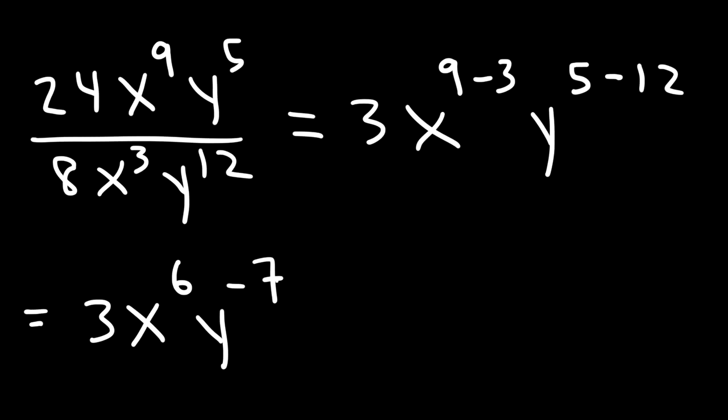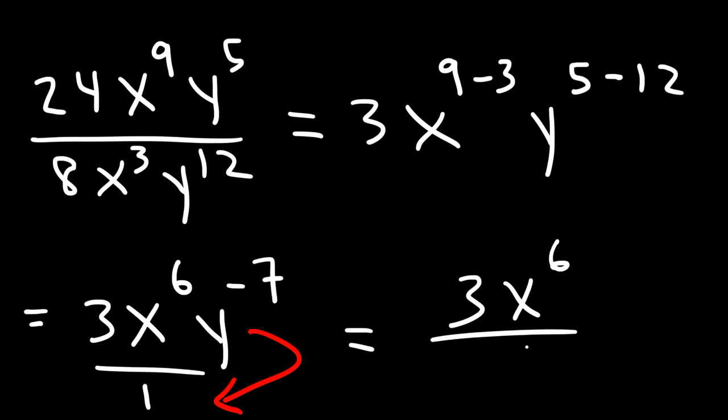Now, what should we do with a negative exponent? Anytime we have it, the variable that bears that negative exponent, we need to move it to the other side of the fraction. So in this case, we need to move it to the bottom of the fraction. So the final answer is going to be 3x to the 6th power over y to the 7th power. And so this is it.